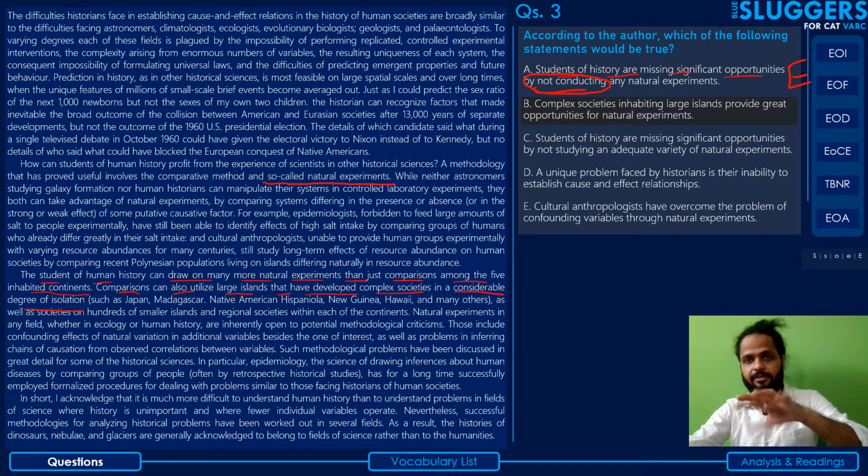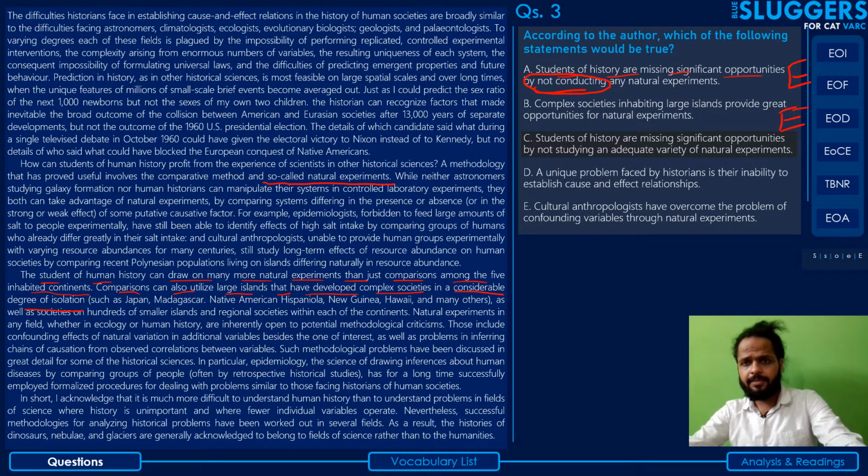It has simply restricted itself to complex societies inhabiting large islands provide great opportunities for natural experiments. So that's a distortion, right? So a rare case of error of omission. So you can eliminate this option also with a capital E.